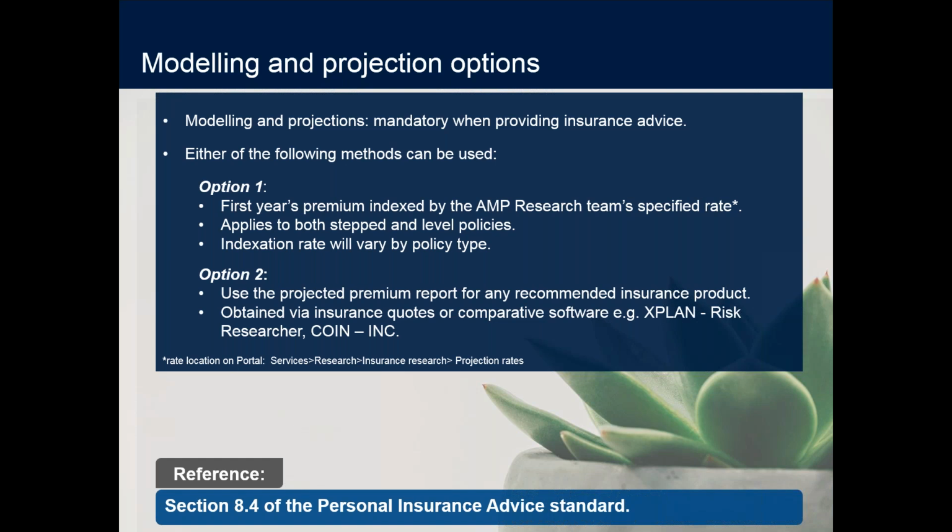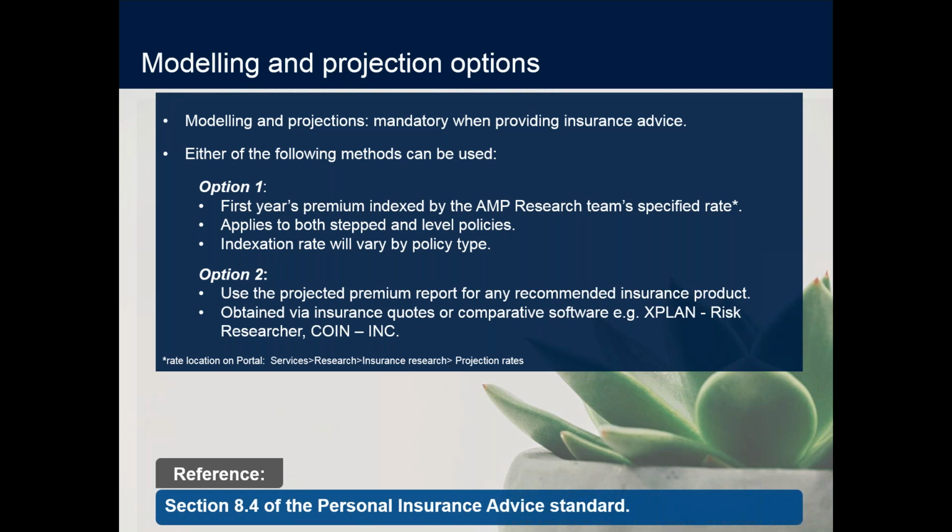And in addition to that, just be mindful that the indexation rates do actually vary from policy type to policy type. So for example, the TPD rate will be different to the life rate, which again will be different to an income protection rate. The second option that we have available to us is that we actually obtain the projected premium reports and we insert those into our system to do the projections. So what we can actually do is we can obtain these via an insurance quotes, or we can use comparative software. So for example, Risk Researcher in Xplan or Ink in Coin.